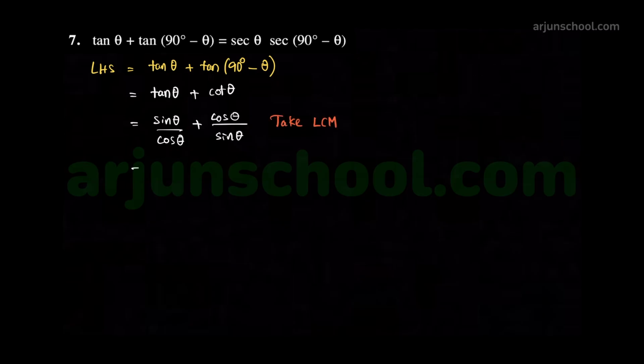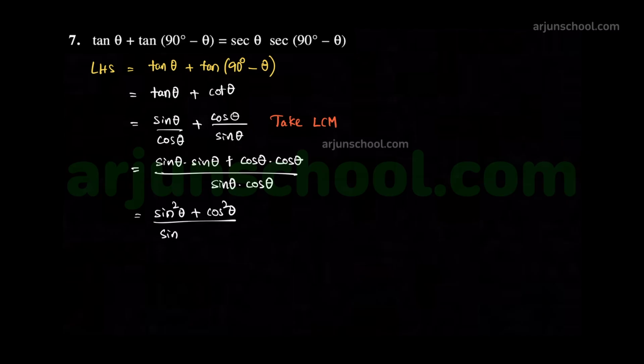Now let us take the LCM. LCM is sin theta cos theta. We have cos theta in the denominator, therefore sin theta into sin theta, plus we have sin theta common, therefore cos theta times cos theta. Sin theta times sin theta is sin square theta plus cos theta times cos theta is cos square theta divided by sin theta cos theta.